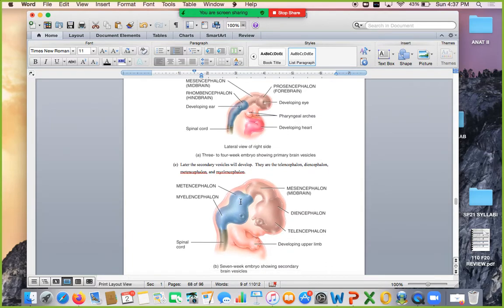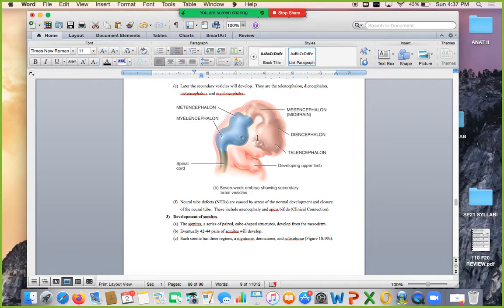Later on, we're going to have some secondary vesicles developing, including the telencephalon, diencephalon, metencephalon, and myelencephalon. All right, and they're going to look like this. Again, we're going to have the forebrain here, the diencephalon and the telencephalon are going to be the forebrain. Then the midbrain is going to have the mesencephalon. And then that hindbrain, so the rhombencephalon, is going to turn into the metencephalon and the myelencephalon. Right, and now we're also going to end up with a little bit more precise developing eye and developing ear at the 7-week mark.